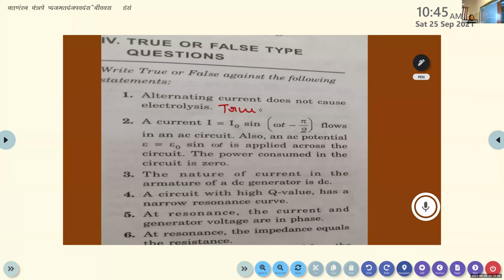Second question: a current I equal to I0 sine omega t minus pi by 2 flows in an AC circuit. Also, an AC potential E equal to E0 sine omega t is applied across the circuit. The power consumed in the circuit is 0. Is it true or false? True. Why?